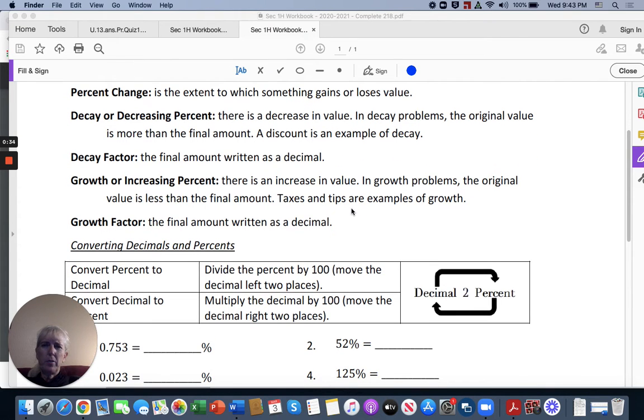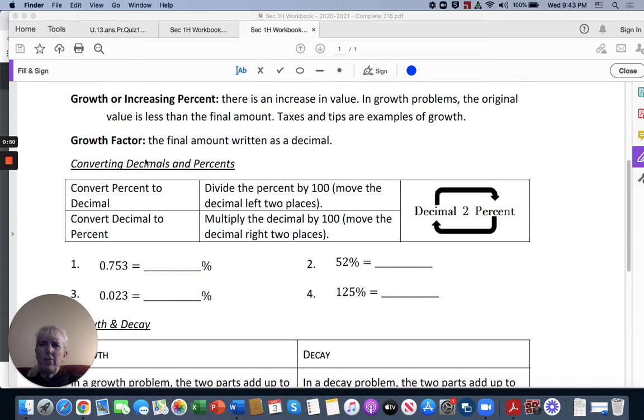Growth or increasing percent, there is an increase in value. In growth problems, the original value is less than the final amount. Taxes and tips are examples of growth. Growth factor is the final amount written as a decimal.